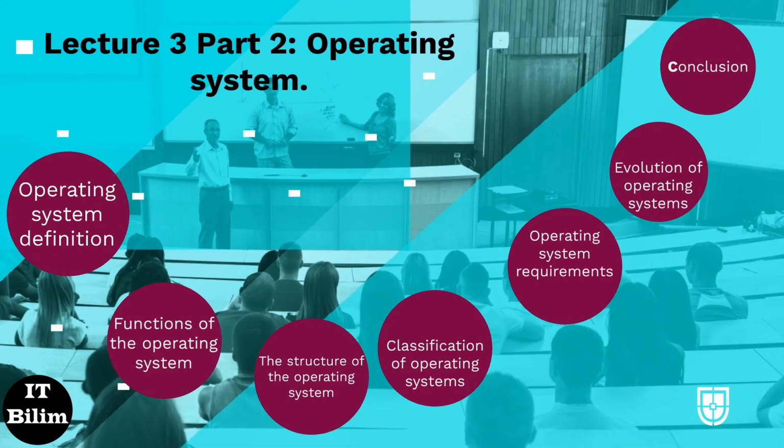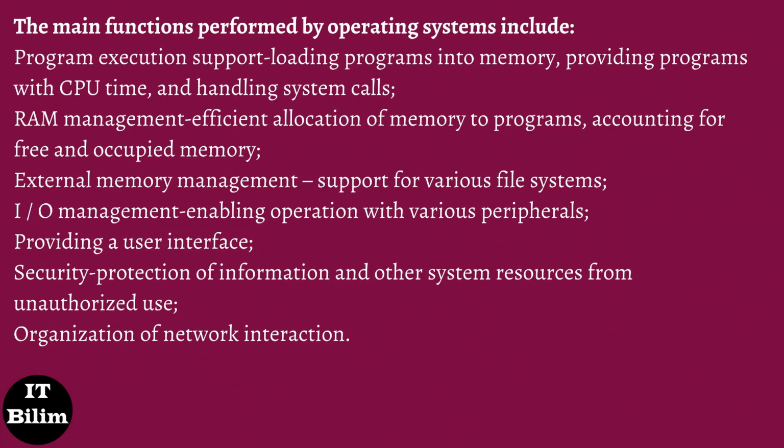Functions of the operating system. The main functions performed by operating systems include program execution, support loading programs into memory, providing programs with CPU time, and handling system calls. RAM management, efficient allocation of memory to programs, accounting for free and occupied memory. External memory management, support for various file systems. I/O management, enabling operation with various peripherals, providing a user interface. Security, protection of information and other system resources from unauthorized use. Organization of network interaction.